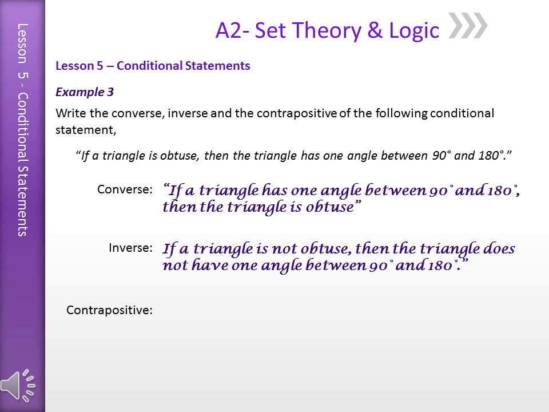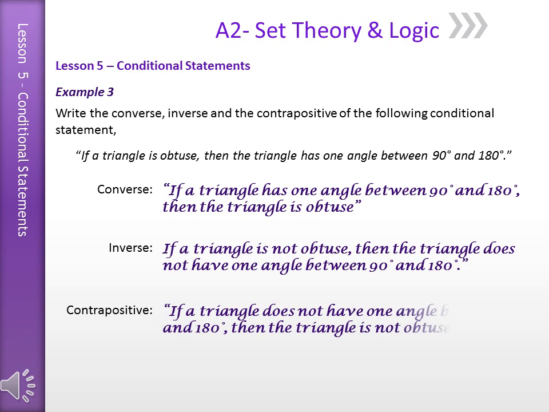And finally, the contrapositive is to take the converse and negate it. So we would have, if a triangle does not have one angle between 90 degrees and 180 degrees, then the triangle is not obtuse.